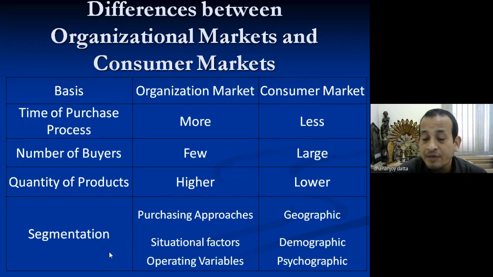Then demography. Demography is a branch of sociology which studies the characteristics of human population like age, gender, occupation, income, lifestyle. Based on this also the consumer market can be segmented. Like age, consumer groups like infants. If we talk about Johnson & Johnson, it is targeting the infant group.